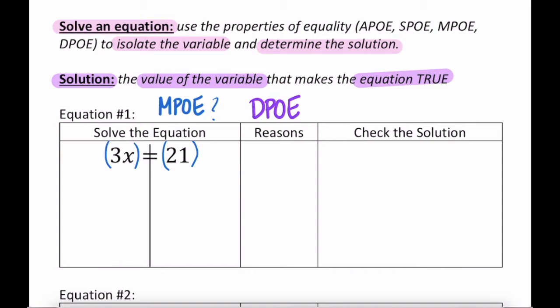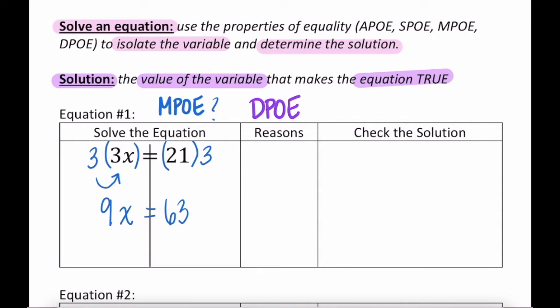Looking at this, I notice that x is being multiplied by 3. So I think, what if I try multiplying both sides of this equation by 3? Does that isolate x? Well, there's only one way to find out. We simplify. 3 times 3x, well, 3 times 3 is 9, so that would be 9x. And 3 times 21, well, 3 times 20 is 60, and 3 times 1 is 3, so that would be 63. Now, have we solved this equation?